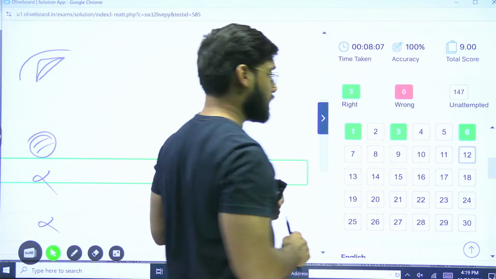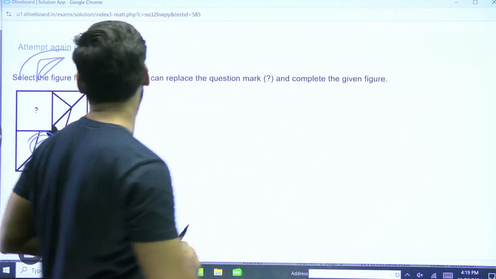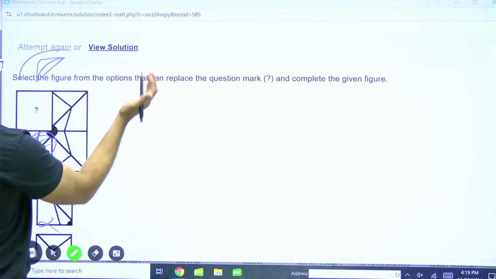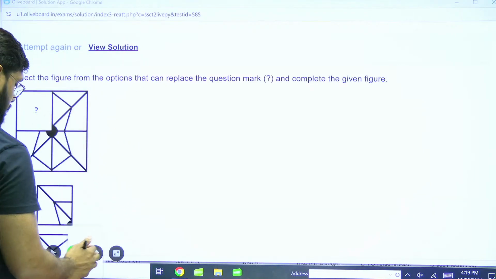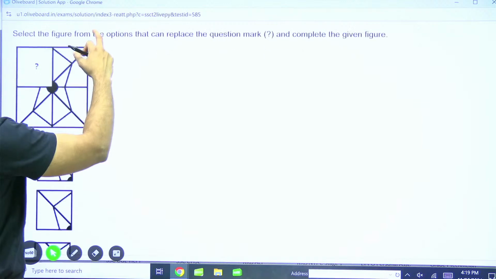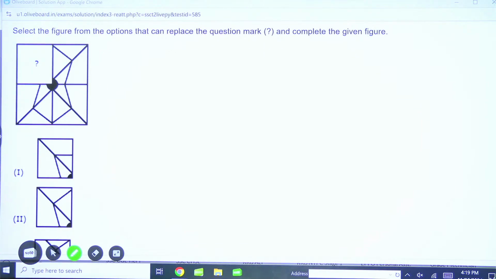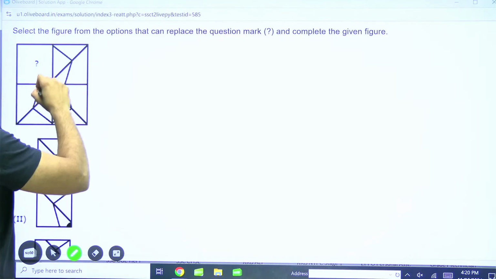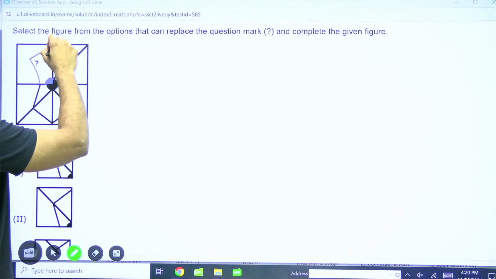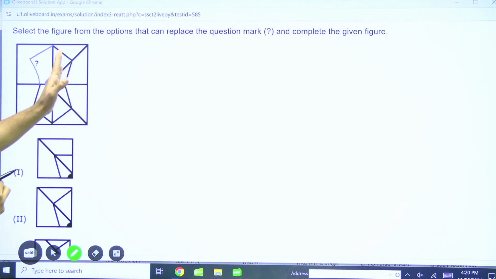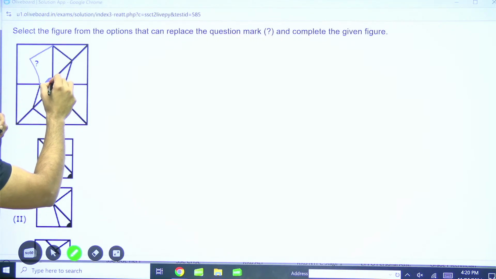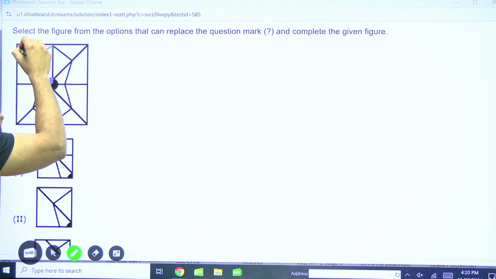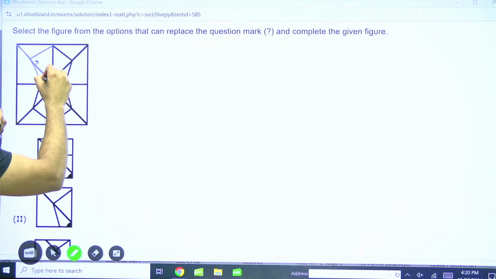Okay. Next, 13th question. The 13th question is again from the pattern completion. We need to complete the figure. First of all, this black shaded area should be filled like this. And then this image should be made like this, because the replica, the mirror image of this part, will be formed. And then I can see the diagonal is coming from this corner to this corner, like this.